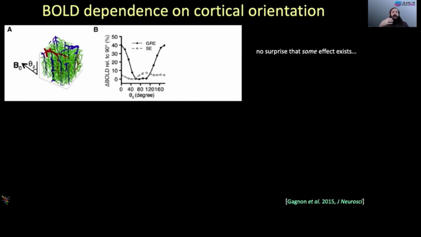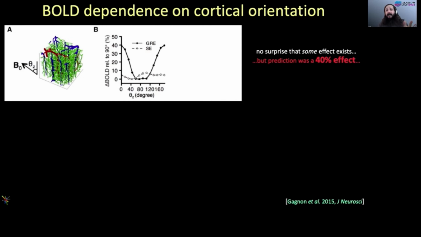And so although the orientation dependence of a single vessel is well known, work by Louis Gagnon and David Boas's lab, using microvascular reconstructions from mouse cortex, which I'll come back to later, quantified through simulations the orientation effect expected from a voxel containing realistic microvascular anatomy. While it's no surprise that some effect exists, their simulations predicted a huge 40% effect. That is, in cortical locations where the surface normal is parallel to B0, such that the large veins are perpendicular, we'd expect a BOLD signal change that's 40% greater compared to locations where the cortex is perpendicular to B0.